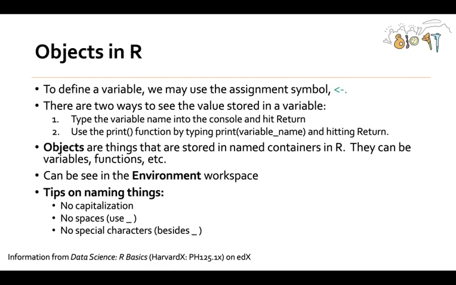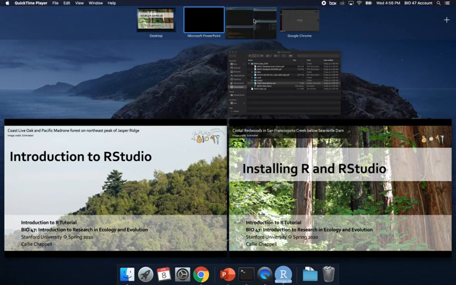You can define variables in R by using what looks like an arrow pointed to the side. We call it the assignment symbol. And so you can see the value stored in a variable by typing in the variable name and hitting return, or using the print function. Now this might not mean a lot, so let me do a couple of examples.